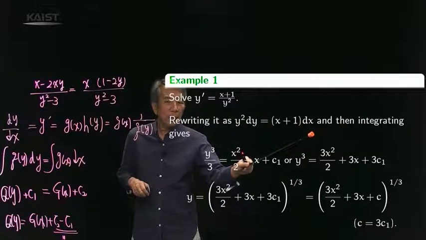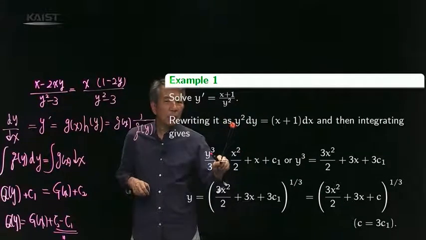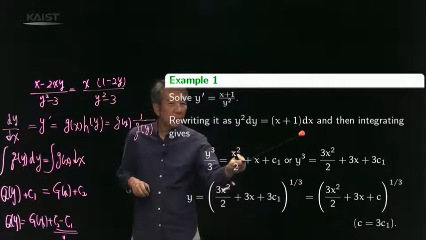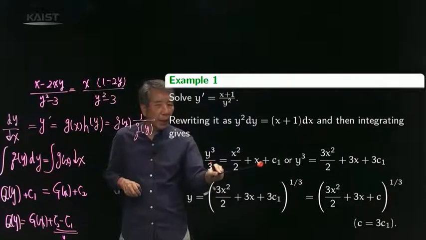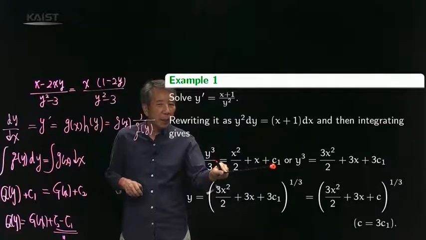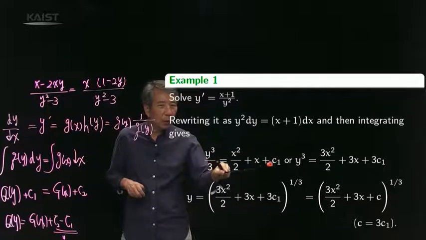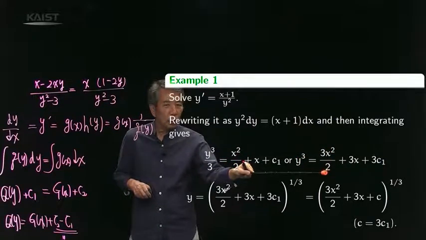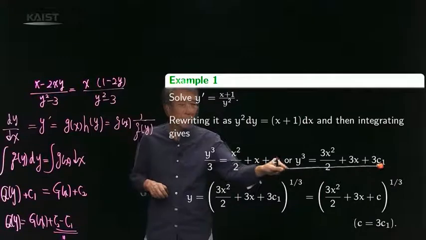Taking integration on both sides, the antiderivative of y squared is y cubed over 3. The antiderivative of x plus 1 is x squared over 2 plus x. Then we should add one integral constant, I will call it c sub 1. So by multiplying 3 on both sides of this equality, you get y cubed is equal to 3 times x squared over 2 plus 3x plus 3c1.